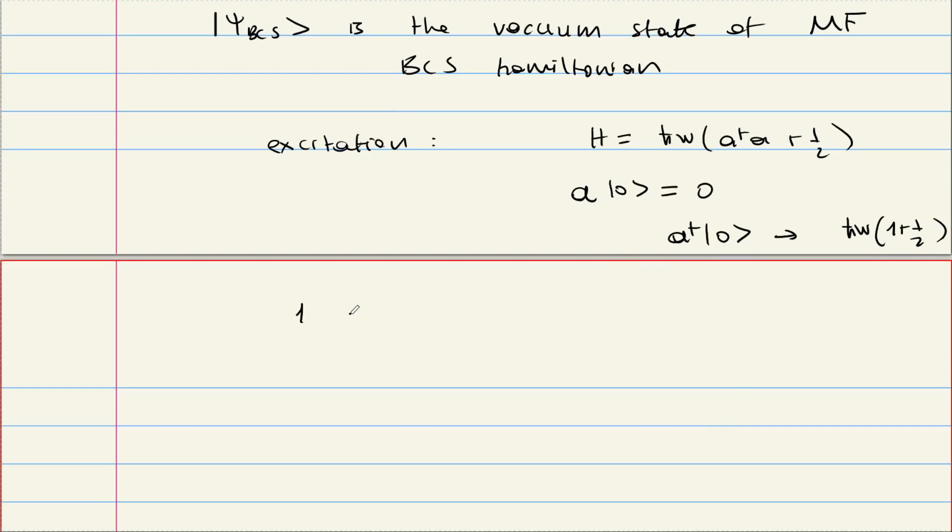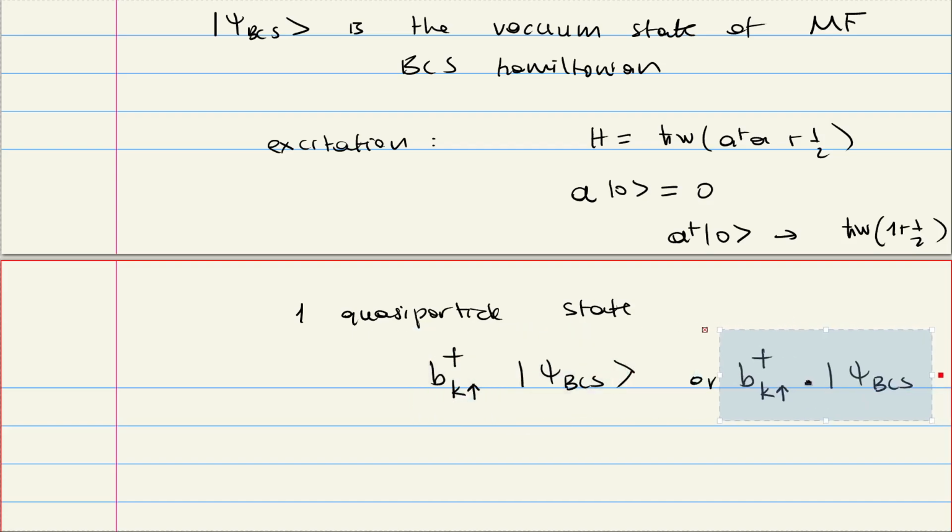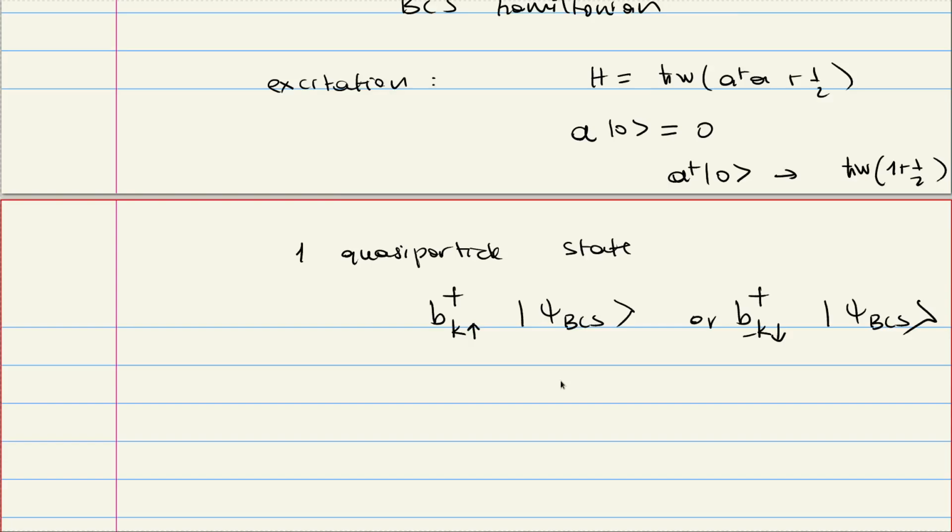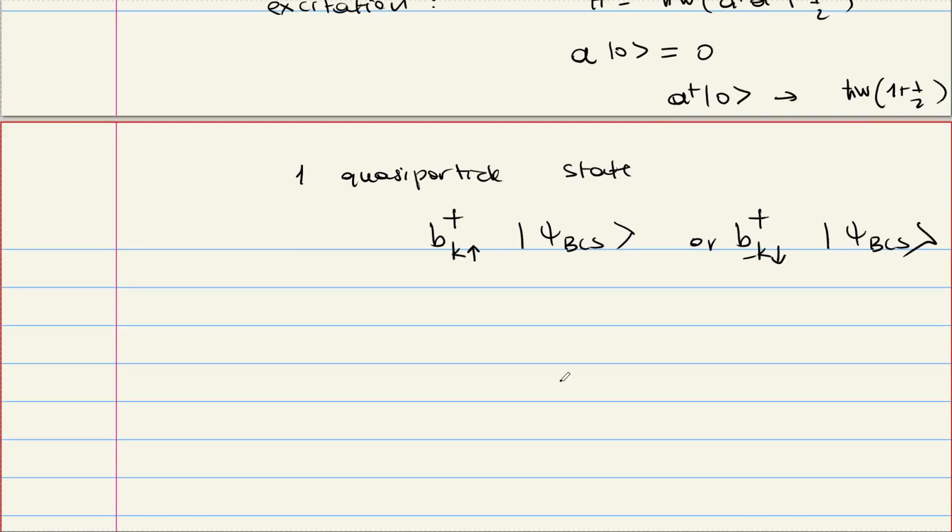So here, we call it a one quasi-particle state. We can have B K up dagger acting on this vacuum, or we can have B minus K down dagger. We can, because we have two different creation and annihilation operators. Each can create a different kind of quasi-particle. And the energy of this thing is epsilon of k, and the energy of this thing is E of k. And we found this Bogoliubov spectrum. So these are called superconducting Bogoliubov quasi-particles.